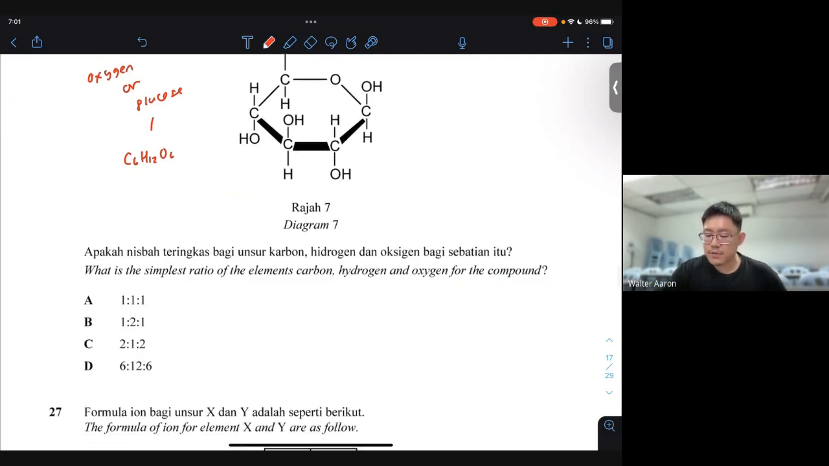Since I've given you the molecular formula of glucose already, which is C6H12O6, we're going to divide all by 6, and your empirical formula will be CH2O. So the ratio of carbon to hydrogen to oxygen will be 1, 2, and 1. The answer is B.